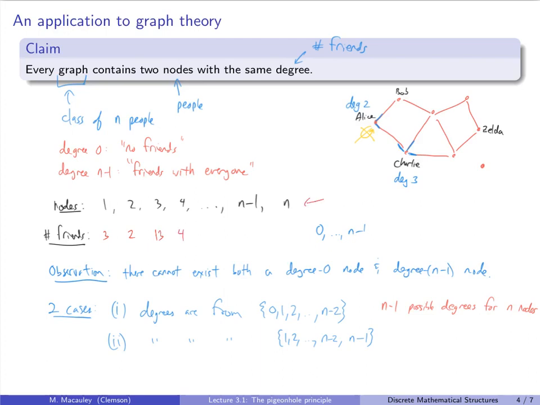So we have n pigeons, and we are assigning them to n minus 1 holes. Each pigeon goes in one of these holes, 0, 1, all the way up to n minus 1. So by the pigeonhole principle, two of these nodes must belong to the same hole. In other words, have the same number of friends, or in this language, have the same degree.